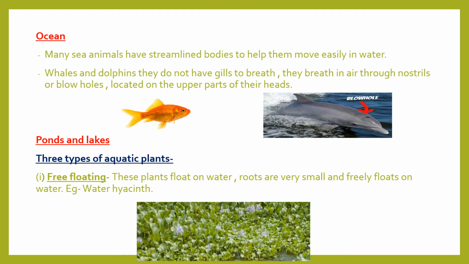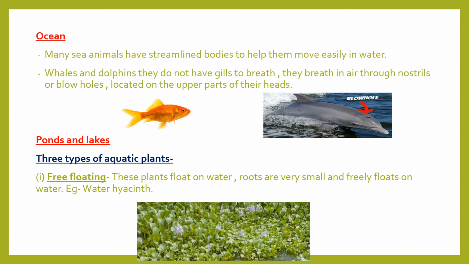Now let us see about ponds and lakes. Ponds and lakes are freshwater aquatic habitats. We can see many plants growing in the water of ponds and lakes. The plants which grow in water are also known as aquatic plants. On this basis, they are divided into three types.